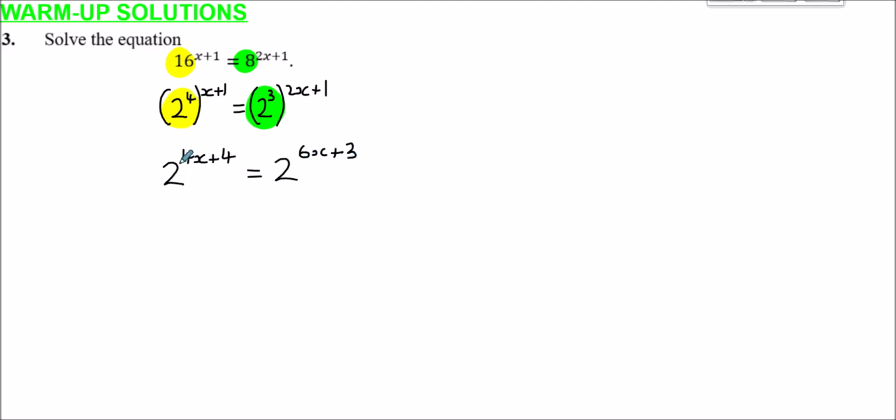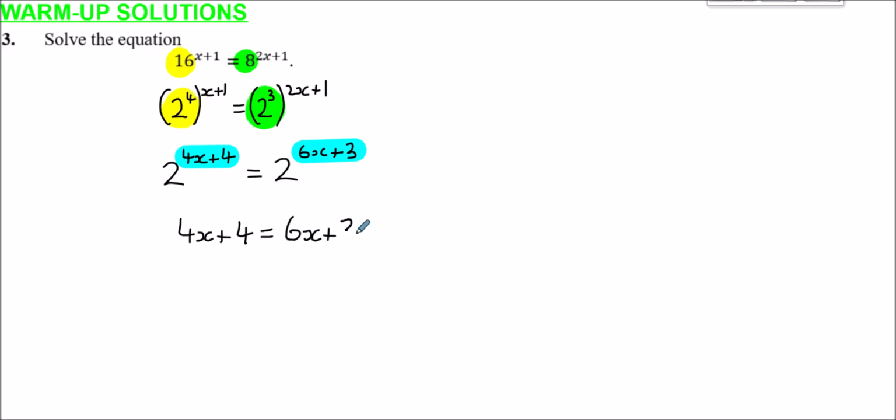So now we have 2 expressions set equal to each other. The bases are equal, and if they're both equal and the bases are equal, it stands to reason that the powers also must be equal. Therefore, this 4x plus 4 must be equal to 6x plus 3. And so what we've teased out of this awkward-looking initial equation is actually a very simple linear equation. So we can say that 4x plus 4 must equal 6x plus 3.